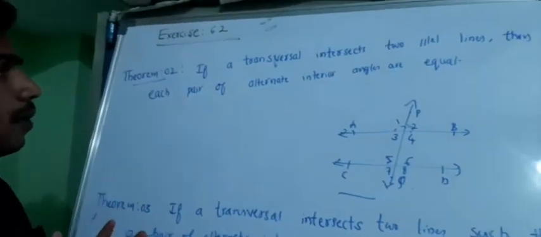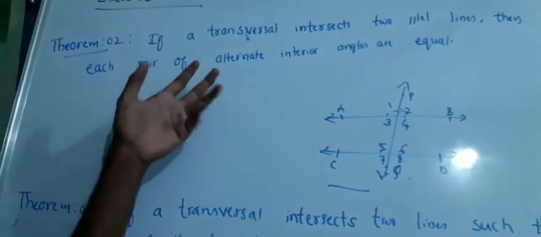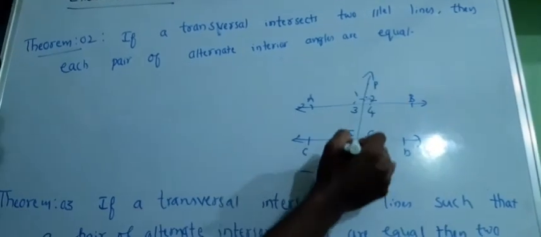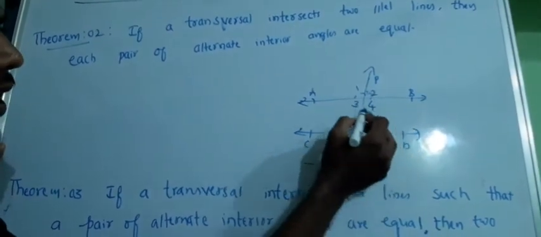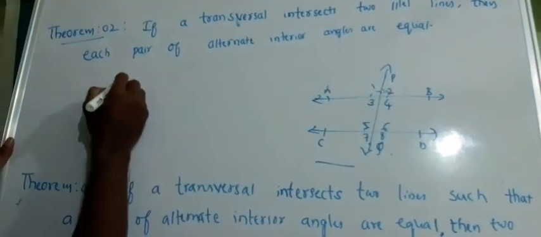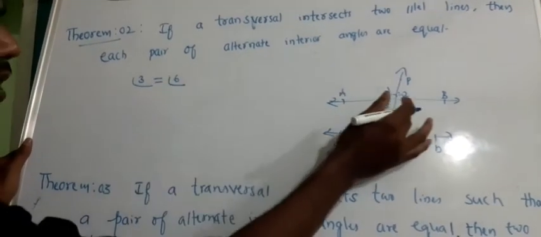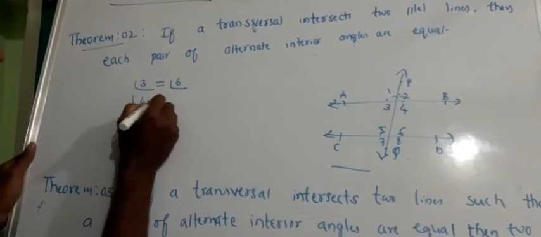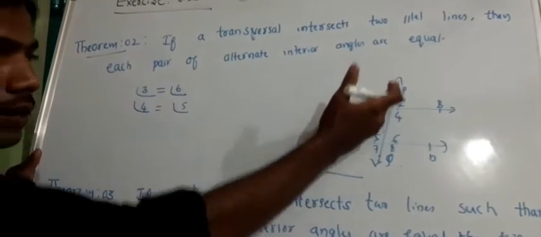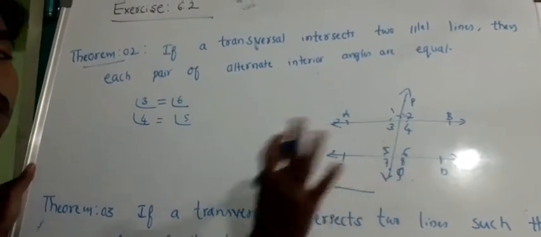Theorem 2, what does it state? If a transversal intersects two parallel lines, then each pair of alternate interior angles are equal. See, if this is a transversal and it intersects two parallel lines, then alternate interior angles are equal. That is, in this case, angle 3 will be equal to angle 6, angle 4 will be equal to angle 5. Whenever a transversal intersects two parallel lines, the alternate interior angles will be equal.